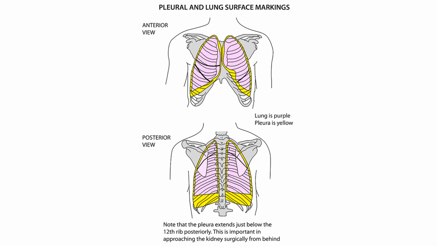While on the posterior aspect, it cuts the 12th rib in the paravertebral line, which lies about 2 centimeters lateral to the spinous processes of the vertebra. So with this, we can draw the complete reflections of the pleura.